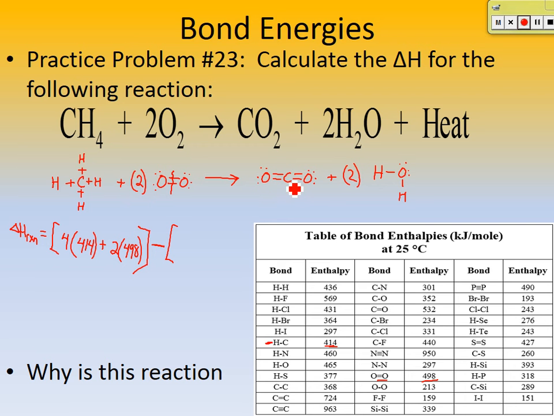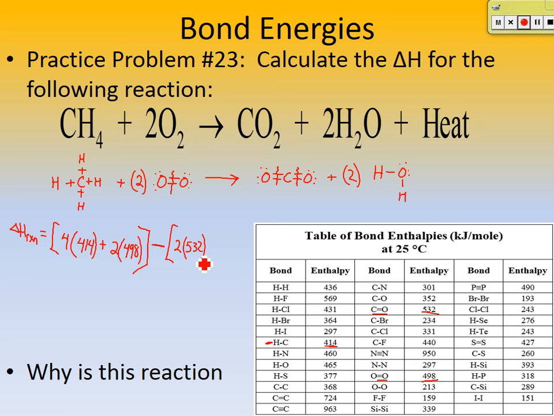How many oxygen-carbon double bonds do we have? Well, there's 1, 2 that need to be formed. So I'm going to put a 2 right here. Where's the oxygen-carbon double bond at? Oxygen-carbon double bond, 532. So 532 goes right there.